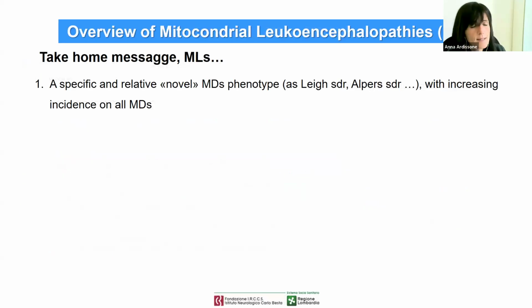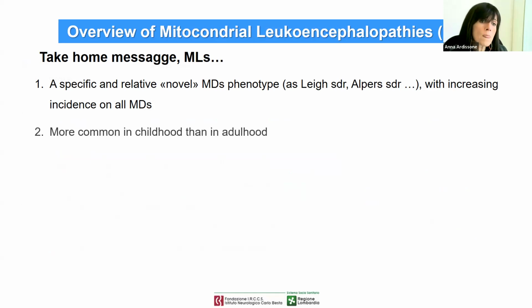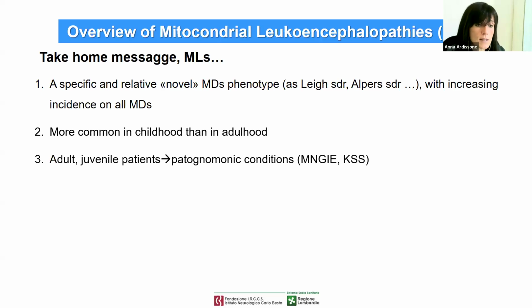So, summarizing, talking about mitochondrial leucoencephalopathies, we can say that they represent a specific and relatively novel mitochondrial disease phenotype, such as Leigh syndrome and Alpers syndrome, with increasing incidence among all mitochondrial diseases. They are more common in childhood than in adulthood, but in adulthood and in juvenile patients, there are pathognomonic conditions such as MELAS and Kearns-Sayre syndrome.